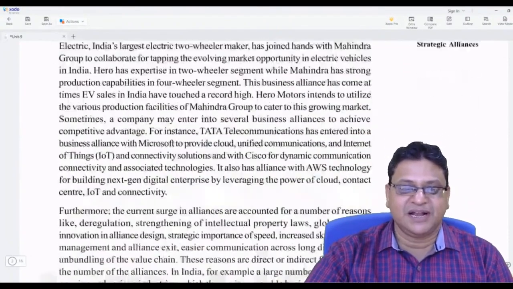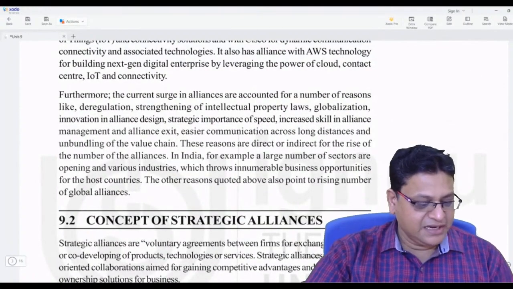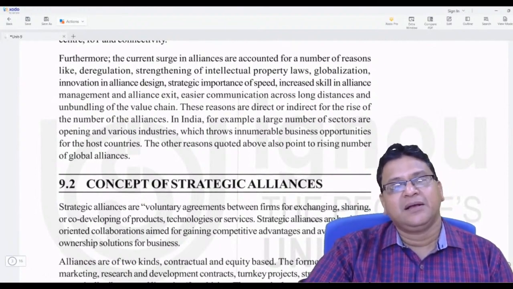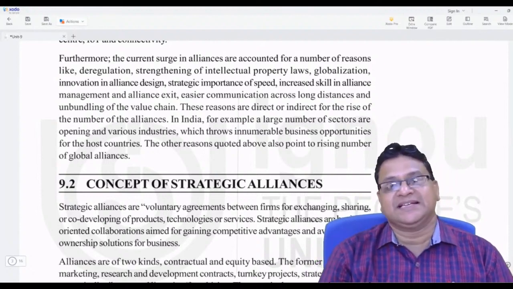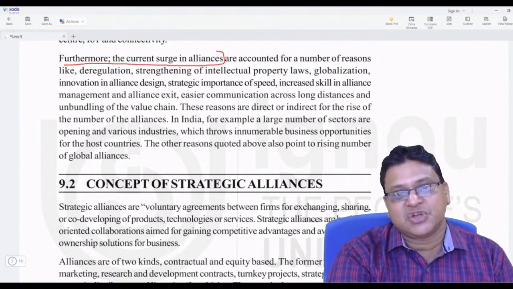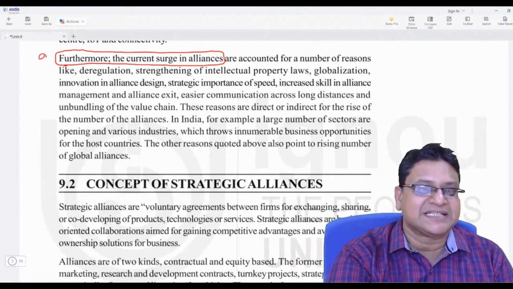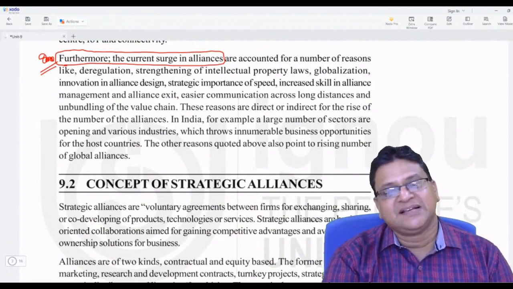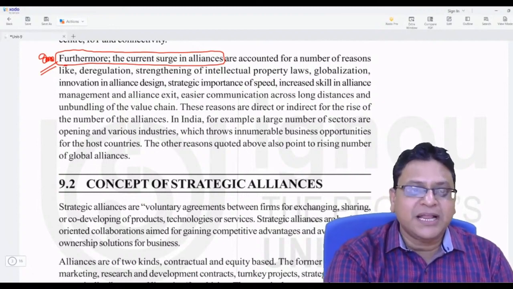So next we will discuss the surge in alliances. Today there are many alliances in place. What are the reasons for the current surge in alliances? Surge means increase in alliances. There are many reasons for the current increase in alliances. Today, alliances are the buzzword of the business world. Why? What can be the possible reasons?